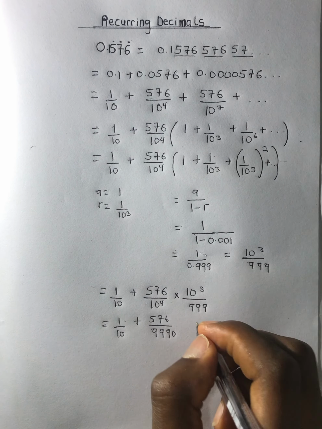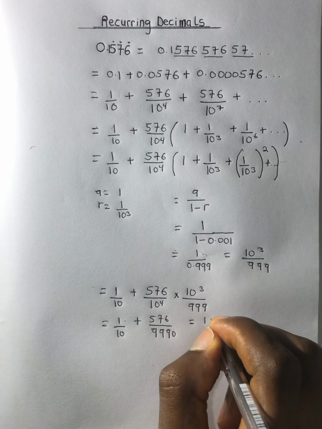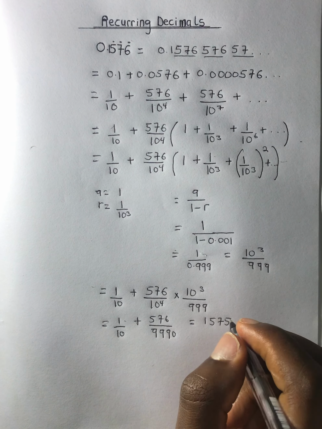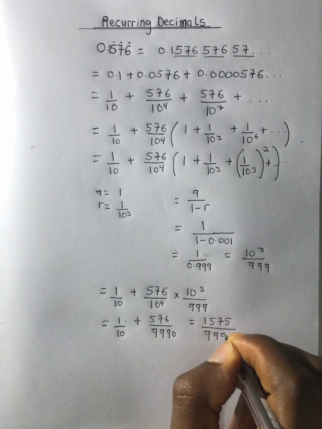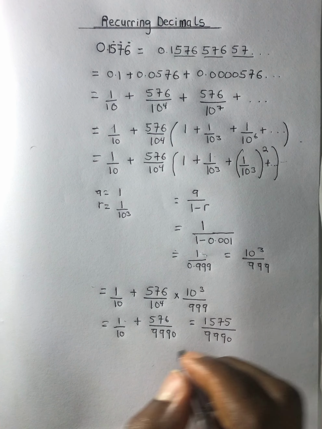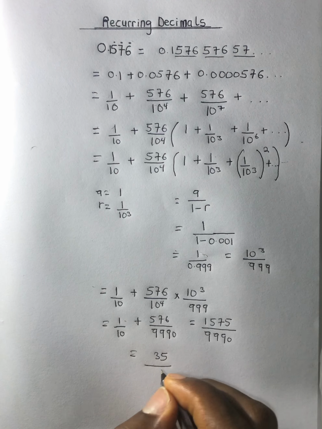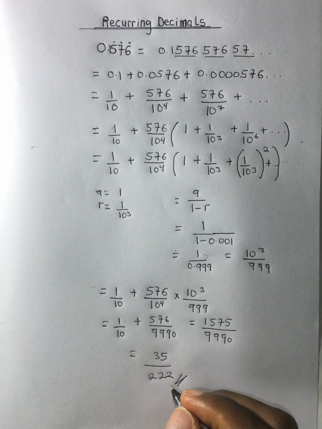Now adding these two together, we have the expression 1575 on the denominator, 9,990. We can break this down as 35 on the denominator, 222, and this is our final answer.